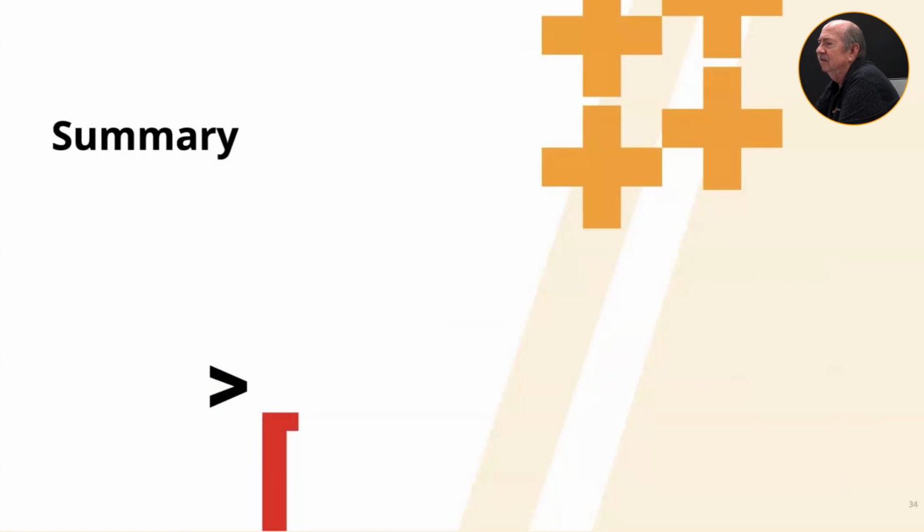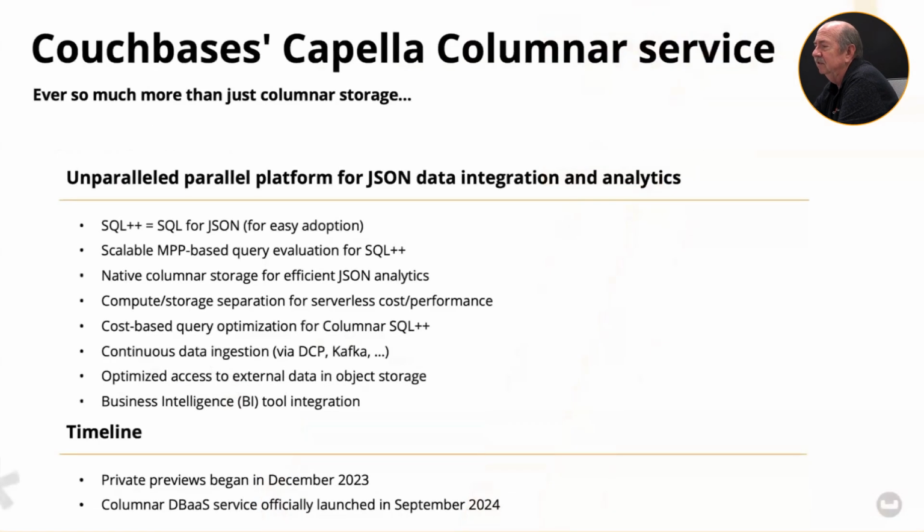All right, so that brings us pretty close to the end of the presentation. So once again, Capella Columnar is this new service. We were in private preview starting at the very end of 2023, and the service just launched a couple of months ago. So it's a pretty new capability that you can get from Couchbase Cloud. And it's very interesting because of the things that I've described to you. It's ever so much more than just columnar storage. You might look at the name and go, oh, columnar storage, that's cool, but it is much more than that.